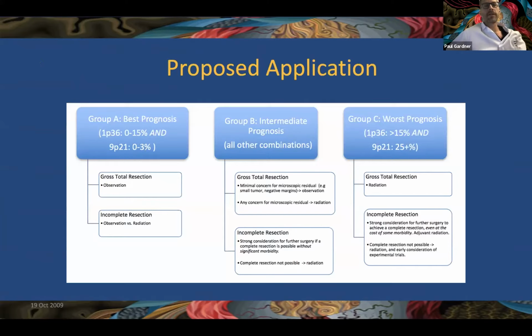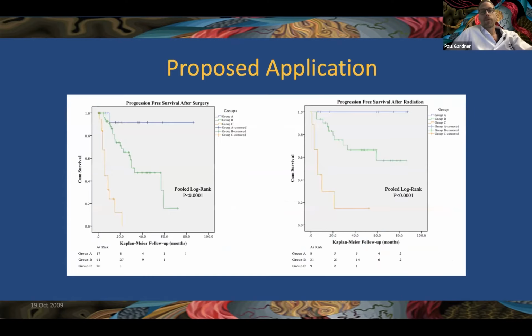So when we split this into different prognostic categories using just 1p36 and 9p21 FISH, looking at homozygous deletions, we can actually split this into 3 different prognostic categories. But of course, I need the tissue.